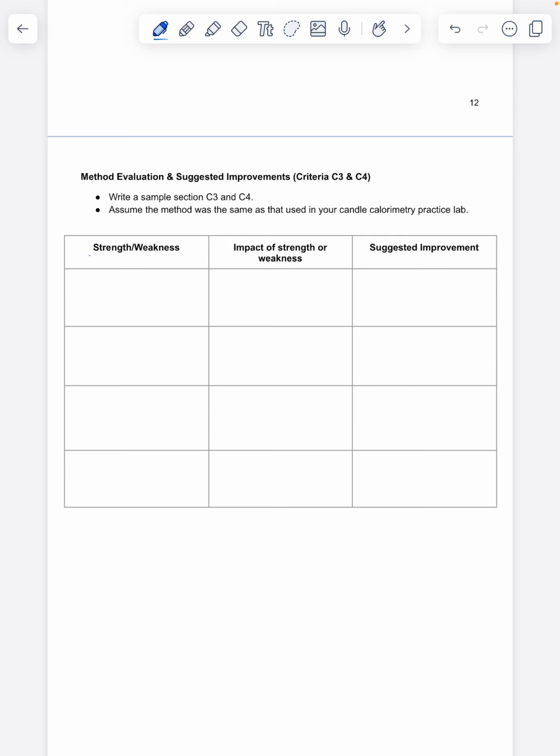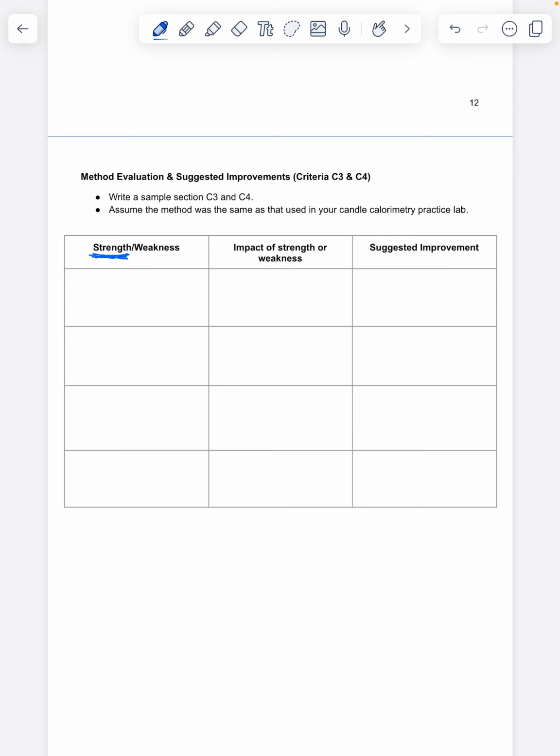Now, strengths are fine, but it is an expectation that you try to identify things that you think you did a nice job with, probably things that you did a nice job controlling. So think about your various control variables and whether or not you genuinely did a nice job controlling them, because obviously that's going to lead to increased reliability for your results.